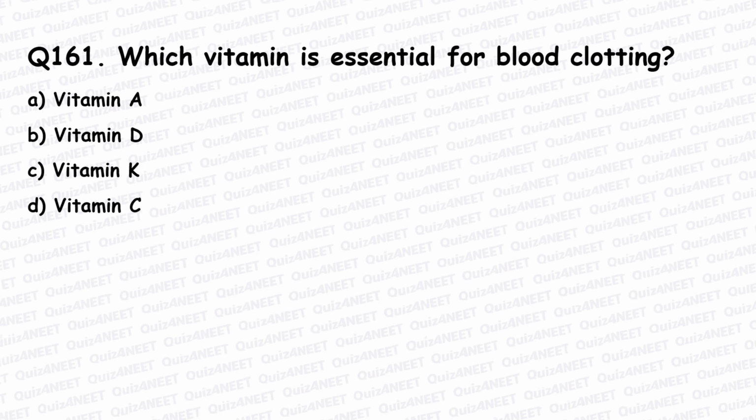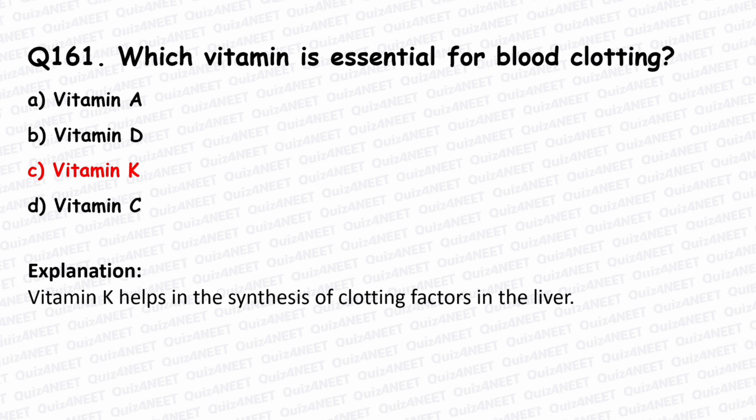Q161. Which vitamin is essential for blood clotting? A. Vitamin A, B. Vitamin D, C. Vitamin K, D. Vitamin C. Answer: C. Vitamin K. Explanation: vitamin K helps in the synthesis of clotting factors in the liver.